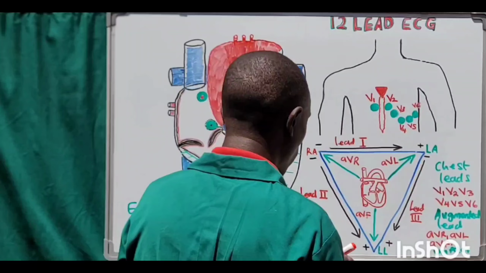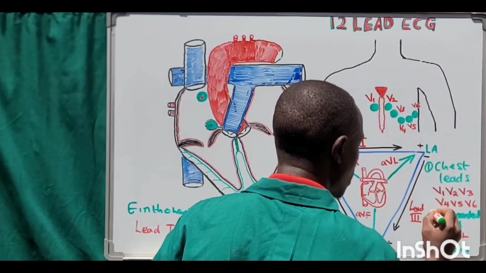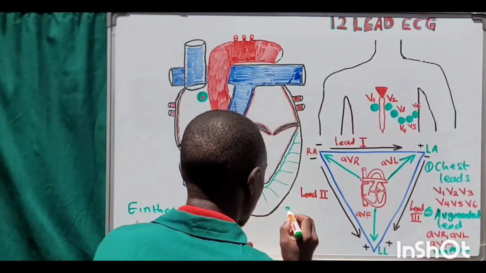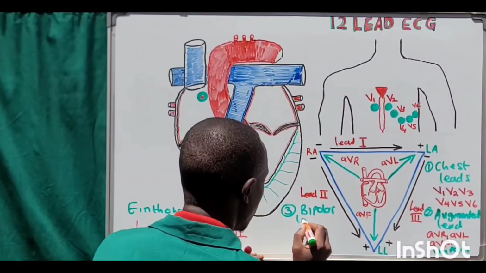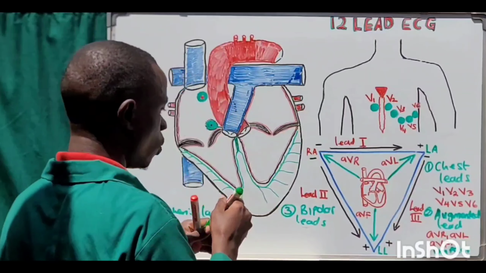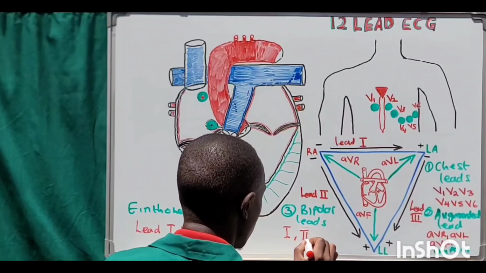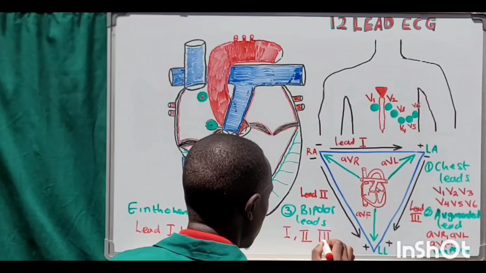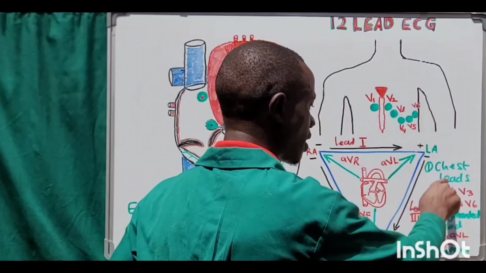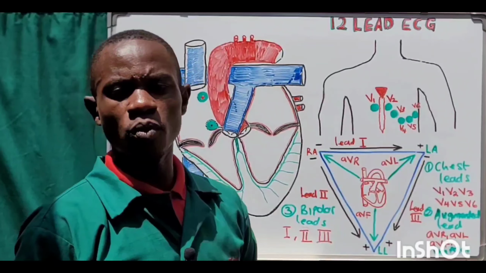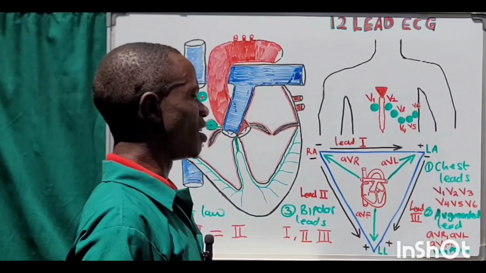So now we have another category of leads. This was category number 1, this is category number 2, and then we have category number 3, which we call the bipolar leads. And when we talk of the bipolar leads, we're going to have lead 1, lead 2, and lead 3. So if you have 3 leads plus 3 leads plus 6 leads, you're going to come up with 12 leads, which is a normal 12 lead ECG machine.